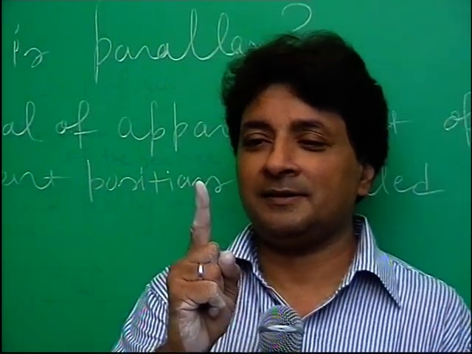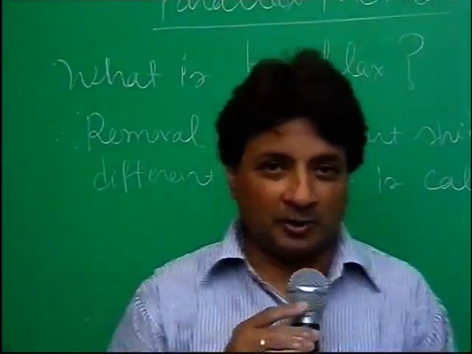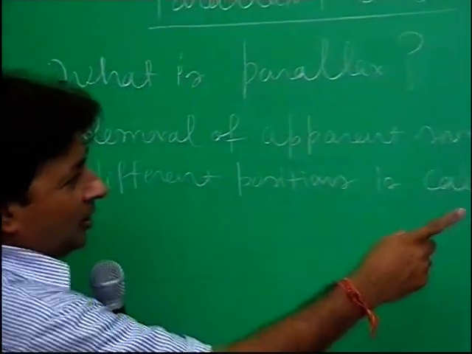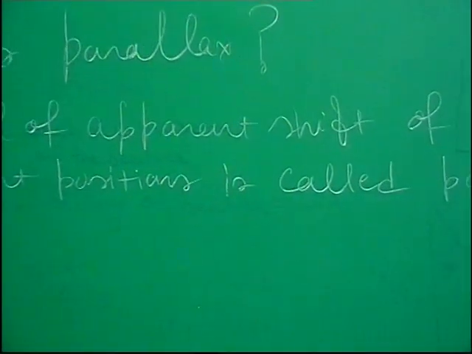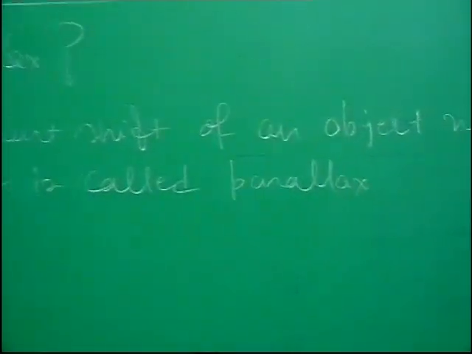Did you understand what is parallax? Parallax means the apparent shift of an object when seen from two different positions is called parallax.